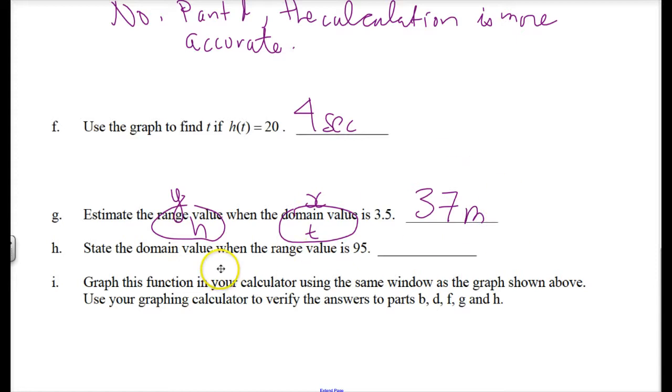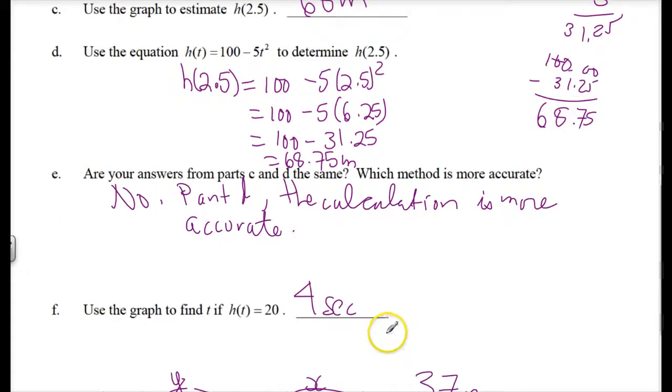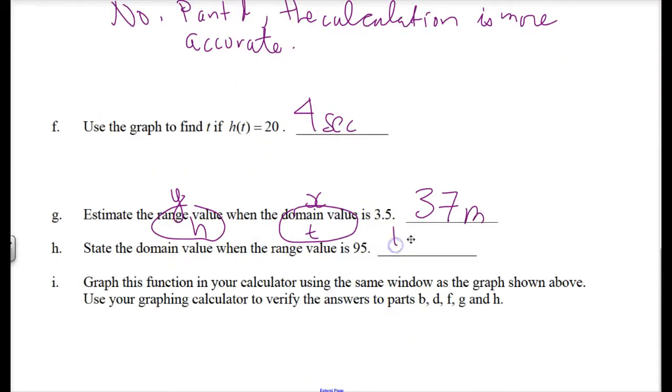Meters, ranges in meters. State the domain value when the range value is 95. Okay, 1 second. 1 second. Graph this function in your calculator using the same window as the graph shown above. Use your graphing calculator to verify the answers in parts B, D, F, G, and H.